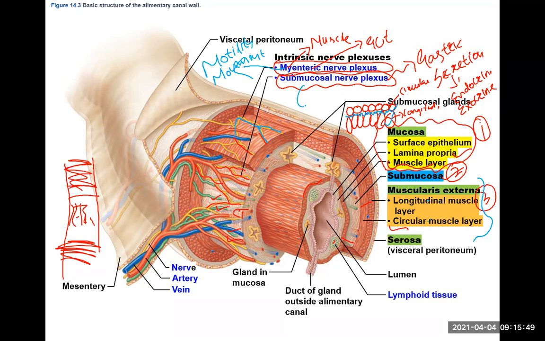So the mucosal one is controlling what? Secretions, isn't it? Secretions, absorptions, while the myenteric one is controlling the movement, right? So that the inner circular and the outer longitudinal can alternately contract and food can move throughout the intestines or stomach or esophagus. Did you understand?